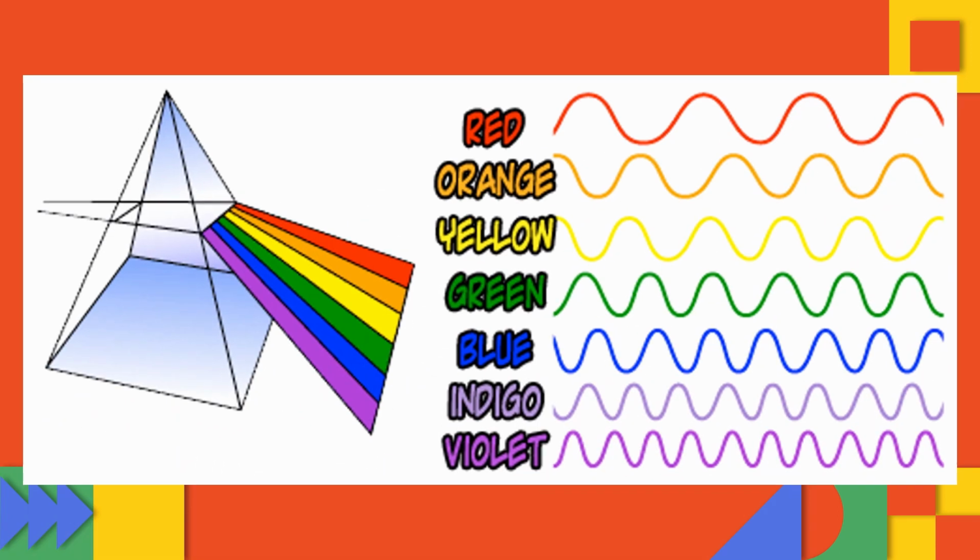Para mas madaling maintindihan, ito yung picture ng ROYGBIV. So, kung mapapansin ninyo yung red, mas malaki ang wavelength niya kaysa sa violet. So, mula sa pinakamalaki, papunta sa pinakamaliit. So, ang may pinakamalaking wavelength ay red, hanggang sa paliit ng paliit pagdating sa orange, yellow, green, blue, indigo, at pagdating ng violet, yun na yung pinakamaliit.